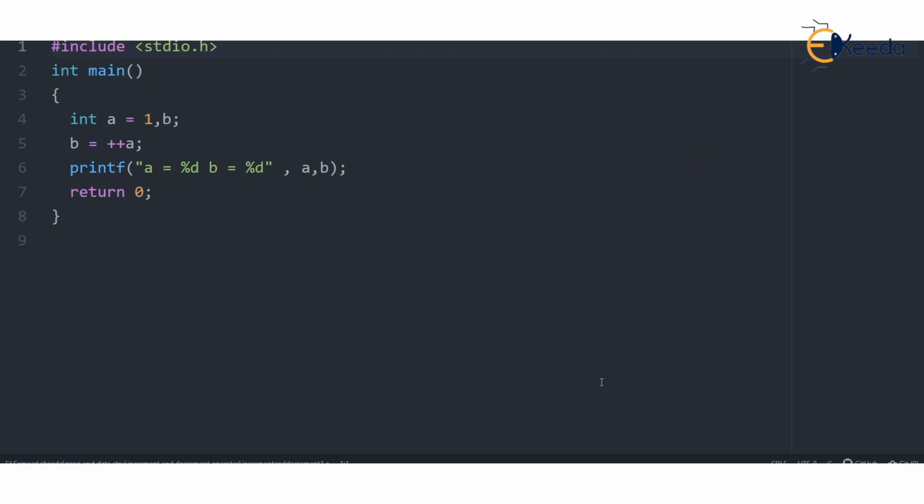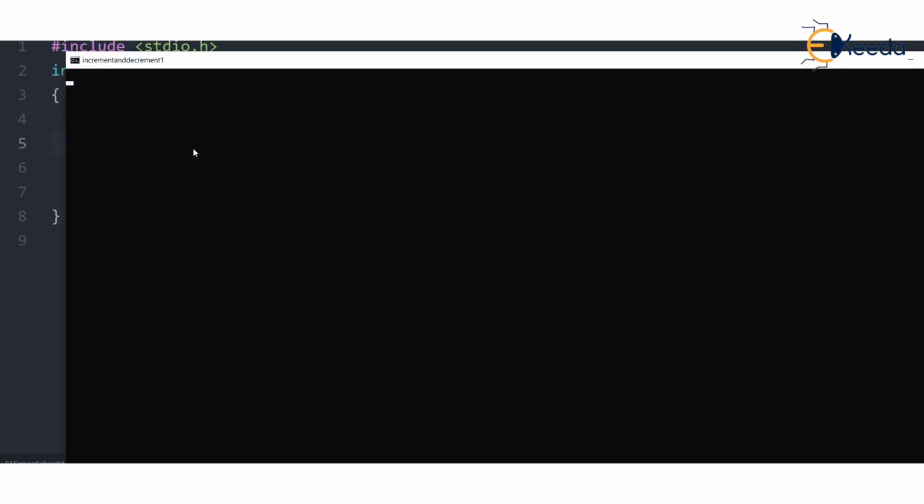B should become plus plus A. Notice that A is 1 and B is another variable. Now, if B becomes plus plus A, then this is a prefix operator, isn't it? Plus plus A is a prefix operator. A will become 2 here, and after that B will become equal to the right hand side, so B will become 2. So in case we run this code, check that the output of this code is going to be 2 2. Let's wait for the output.